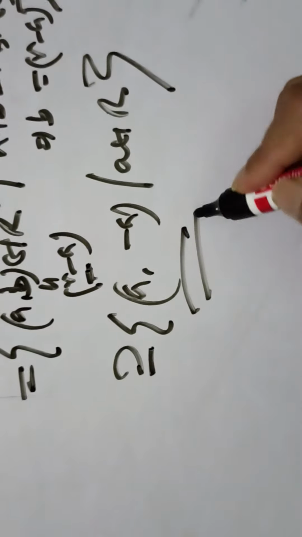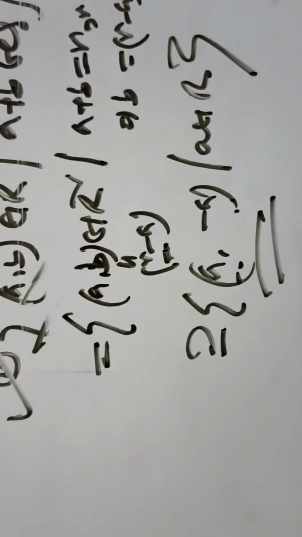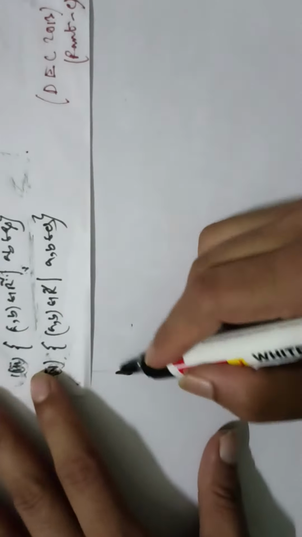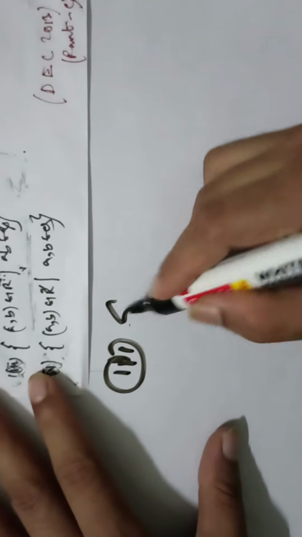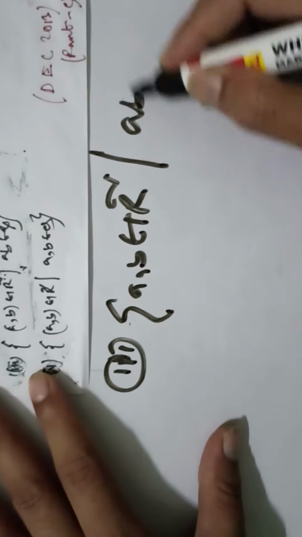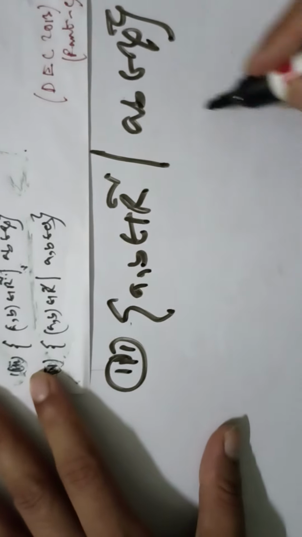But this set is uncountable. So this set is uncountable. Now you can do option 3. So it's correct. A belongs to R2, so that AB belongs to Z. This set is also uncountable.